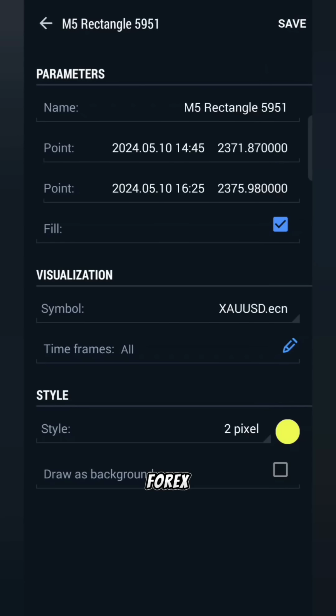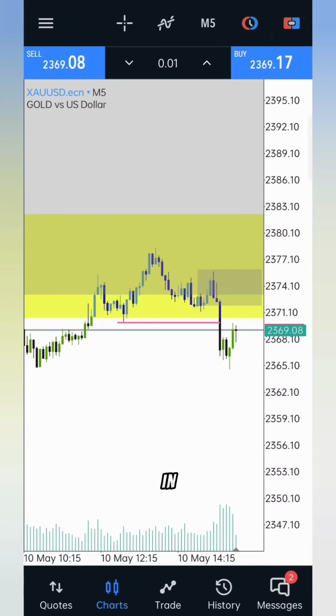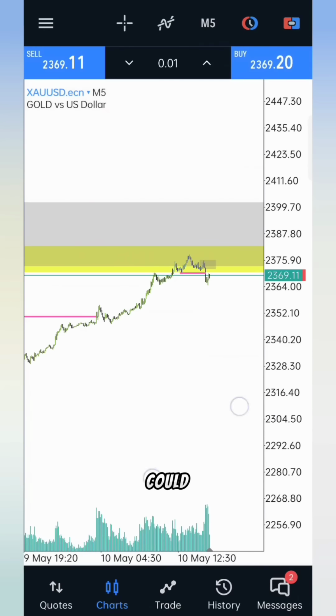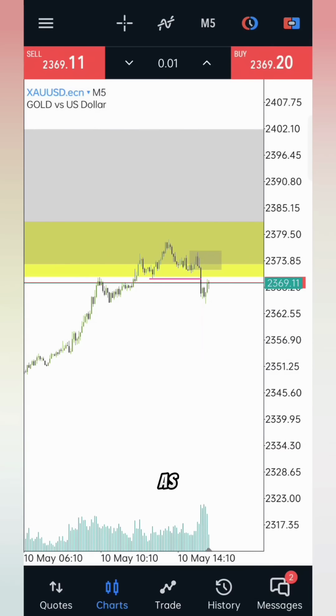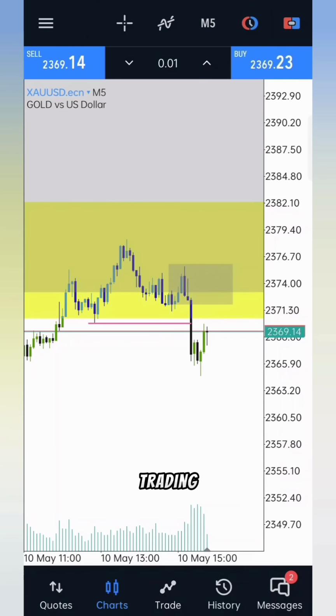In Forex, a change of character refers to a shift in the behavior of a currency pair or the market as a whole. This change could manifest in various ways, such as increased volatility, altered trading patterns, or a shift in the dominant trend direction.